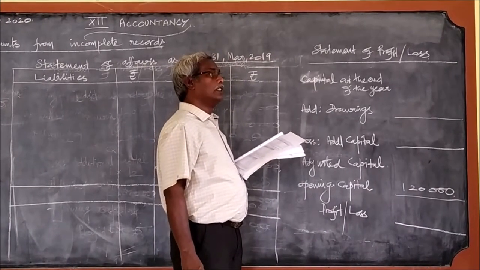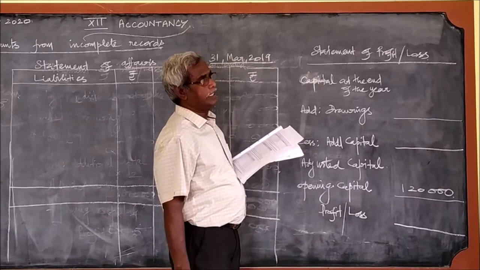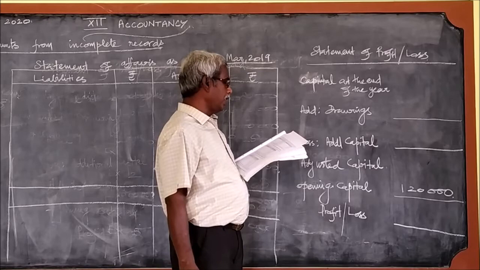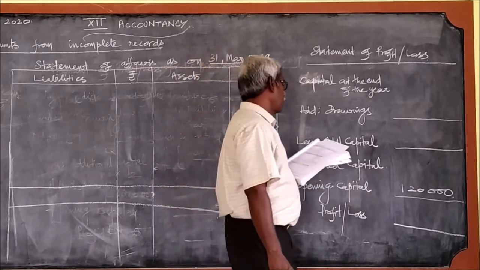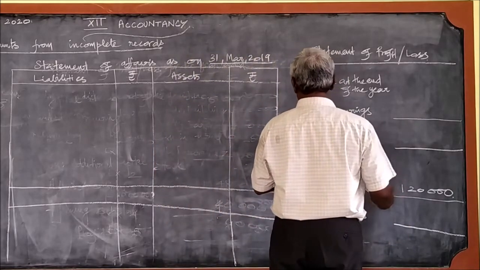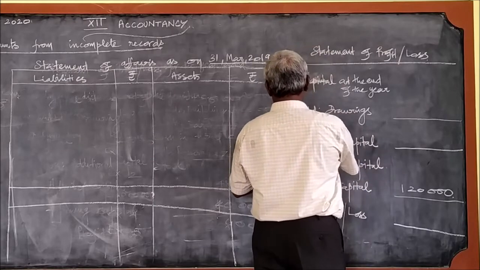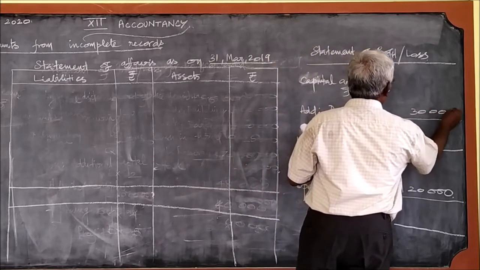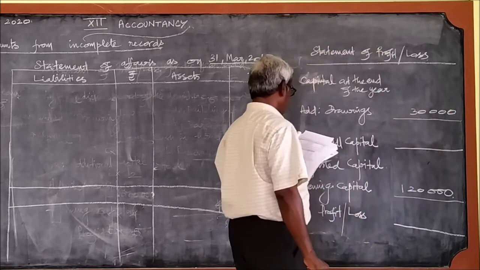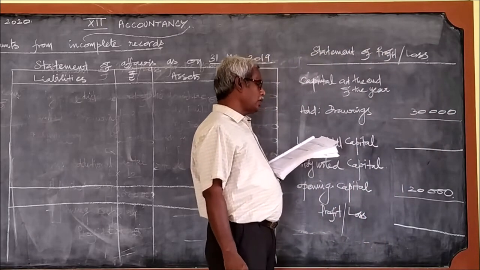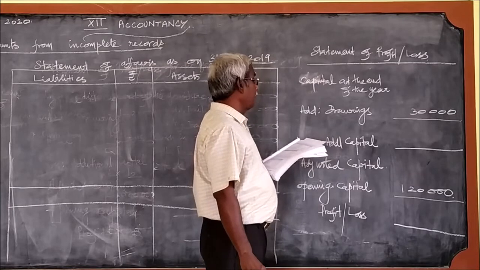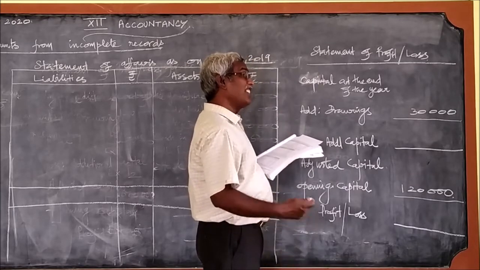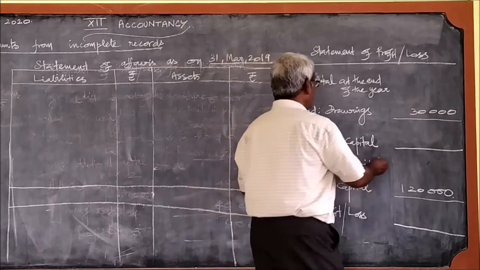See the 2 lines given under the tabular column. During the year, she withdrew 30,000 for her personal use. For personal use, anything that is drawn is called drawings, as I said in other classes. So, drawings 30,000. She introduced further capital of rupees 40,000, that is, she has invested additional capital of rupees 40,000.